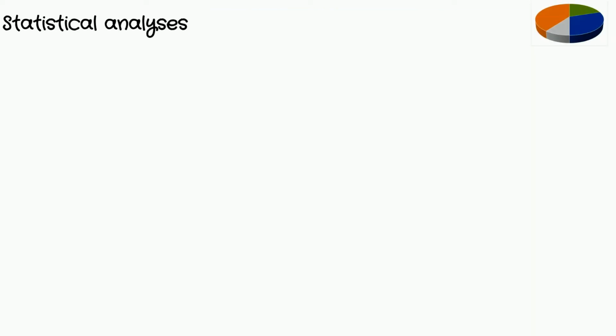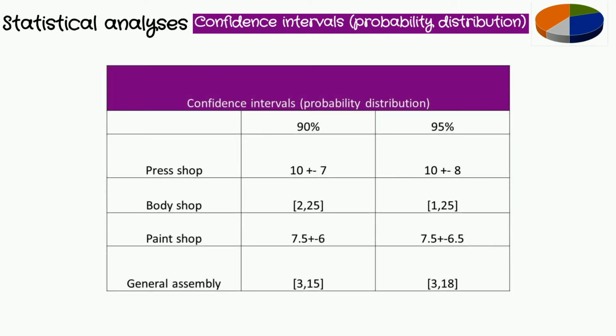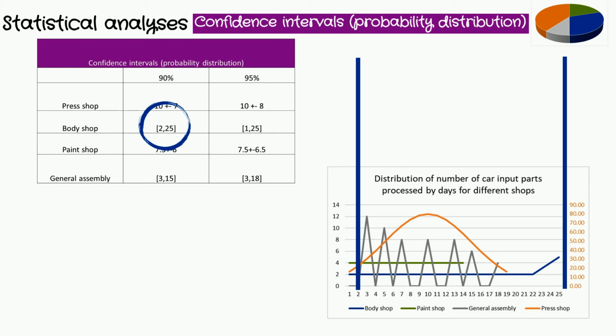We can also look at confidence intervals of data fields. Example, outputs are produced in the press shop in 10 plus and minus 7 days for 90% of the time. For body shop, it is 2 to 25 days.